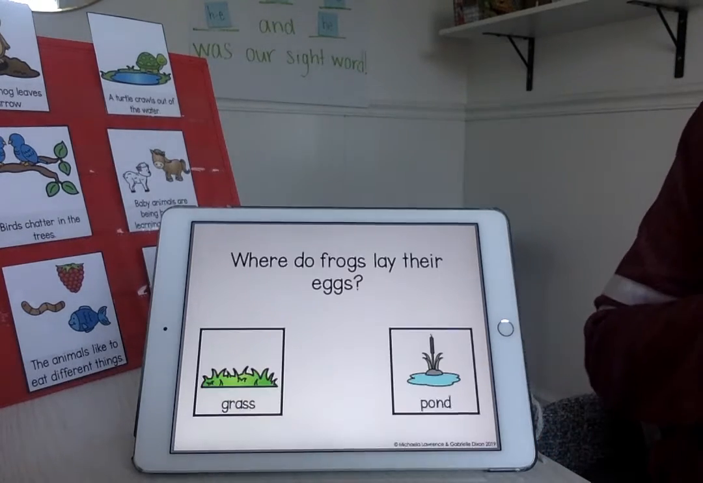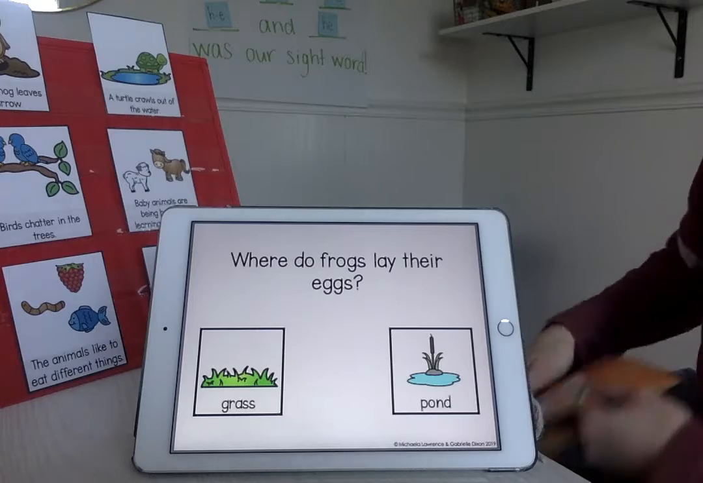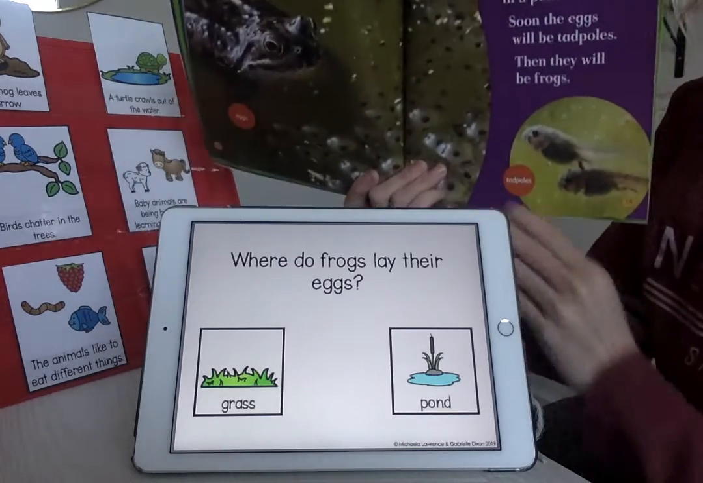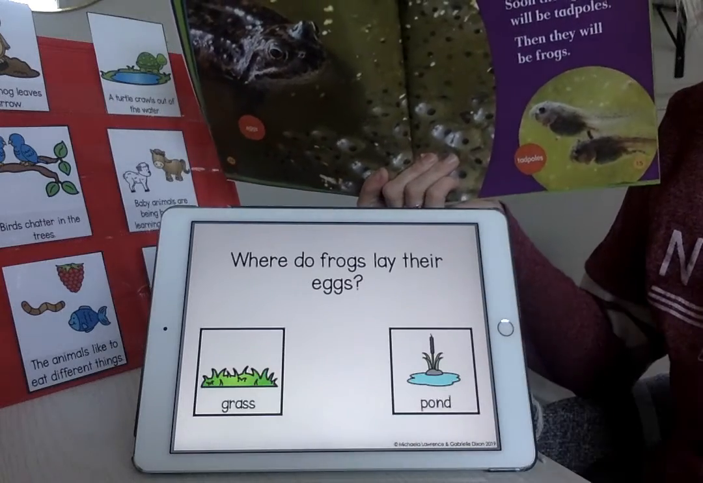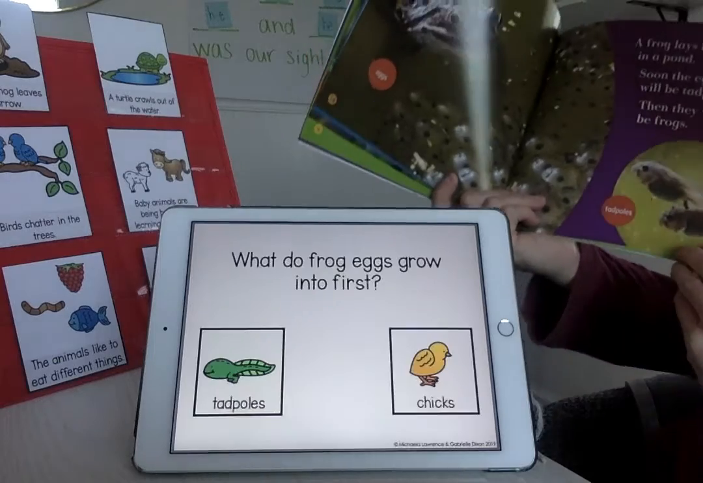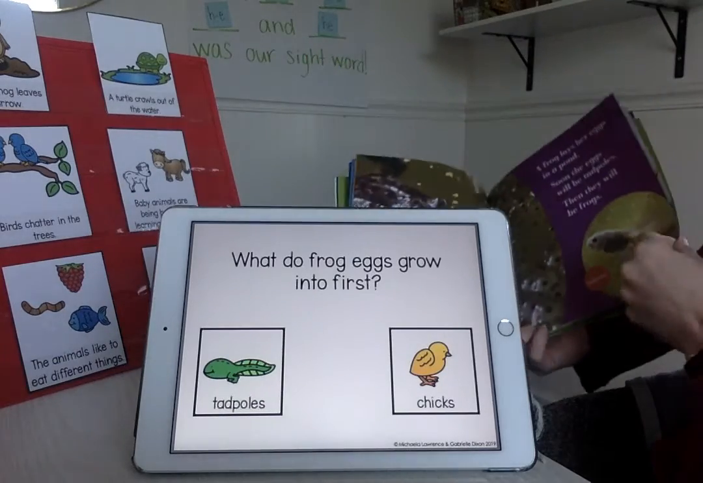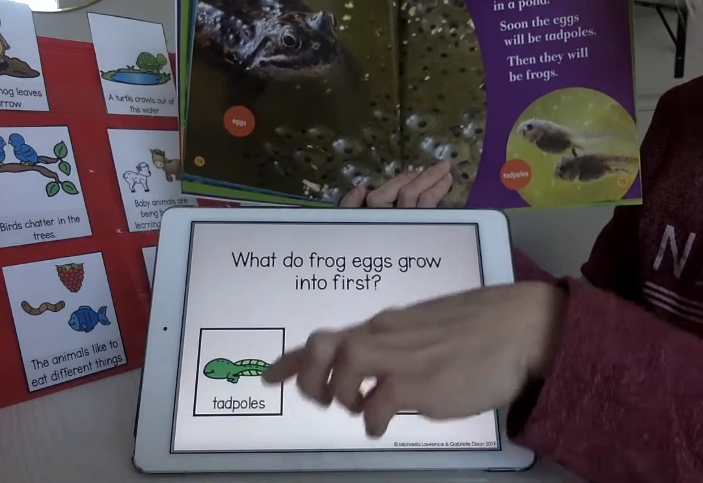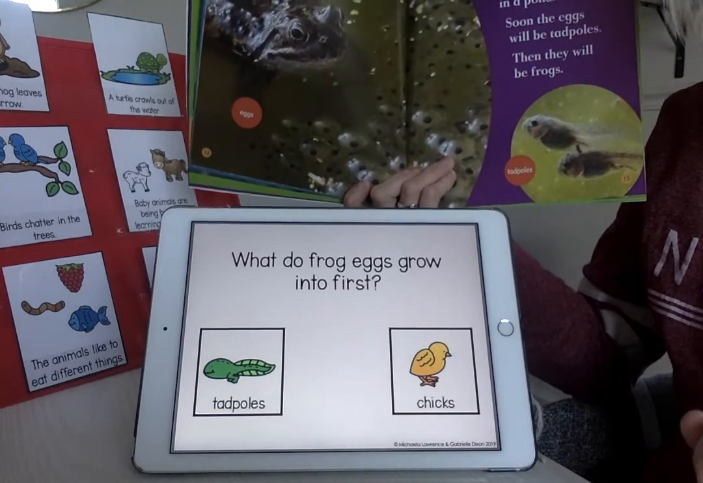So good. Where do frogs lay their eggs? Who remembers that? Where did they lay their eggs? In the grass or in the pond? In the pond. Very good. What do frog eggs grow into first? So they don't grow straight into a frog. Are they first a tadpole or a chick?